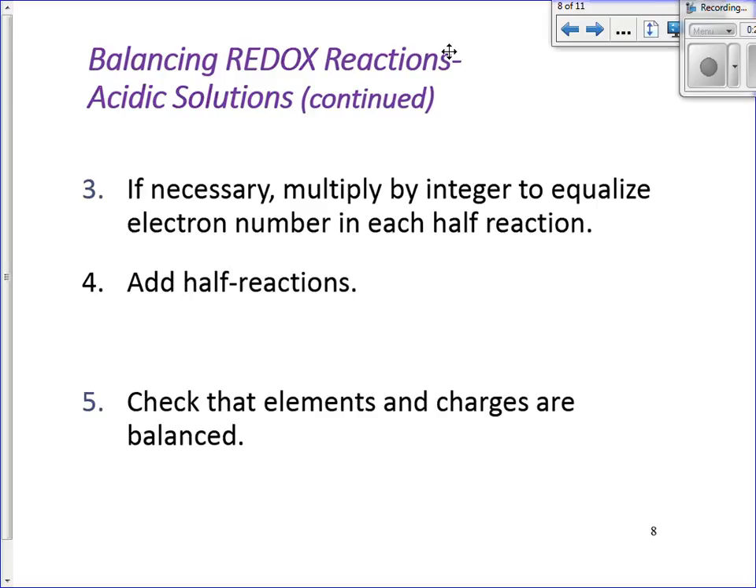Now, most of the time you're going to see electrons for each half reaction are not always going to be equal. So you're going to need to multiply them by integers in order to get a common factor so you get equal amounts of electrons. So you will multiply by integer to equalize electron number in each half reaction. Once the electrons are equal, you can merge them together and add them. So you would add the half reactions. And then at the end, you will do canceling and checking charges and making sure everything is balanced.